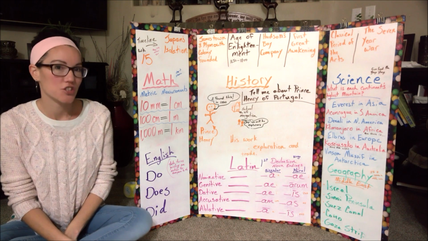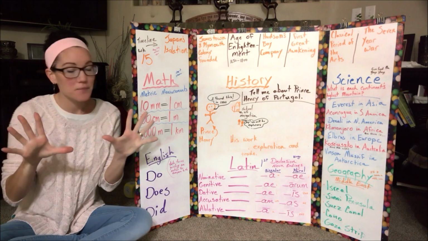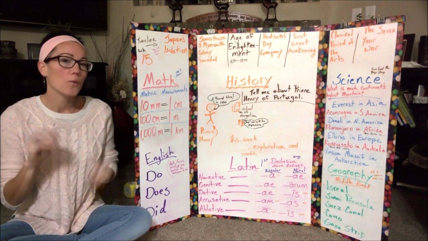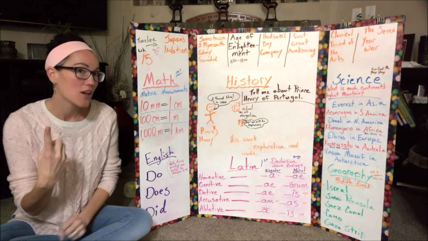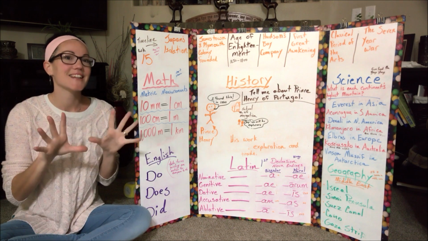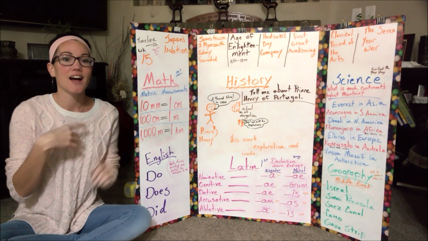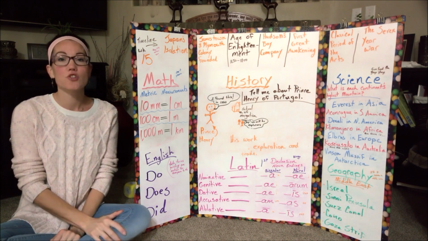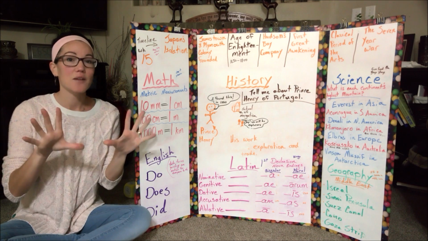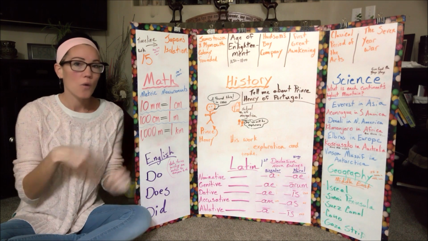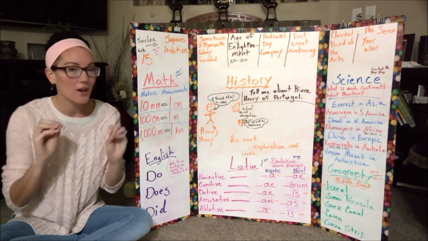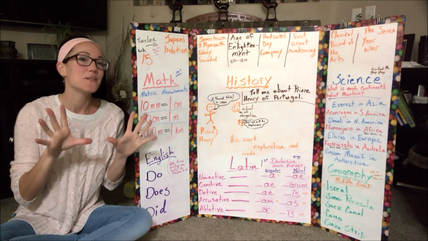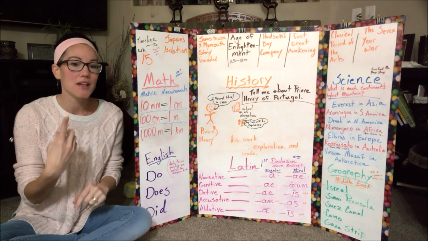So, math. Metric measurements. 10 millimeters in 1 centimeter. 100 centimeters in 1 meter. 1,000 meters in 1 kilometer. Metric measurements. 10 millimeters in 1 centimeter. 100 centimeters in 1 meter. 1,000 meters in 1 kilometer.